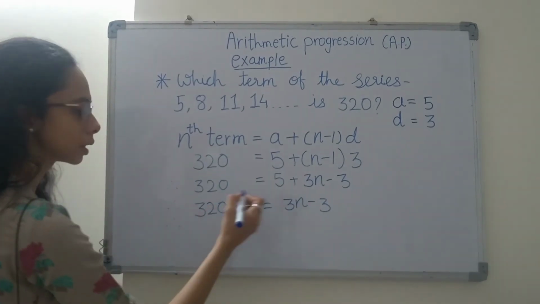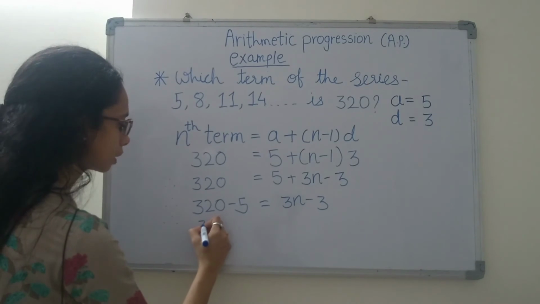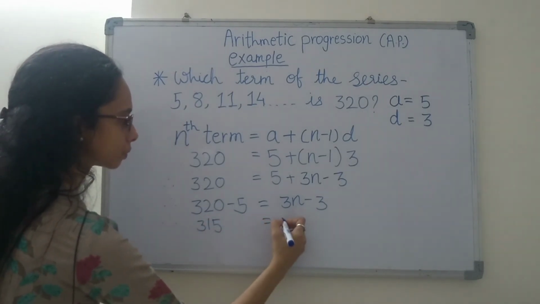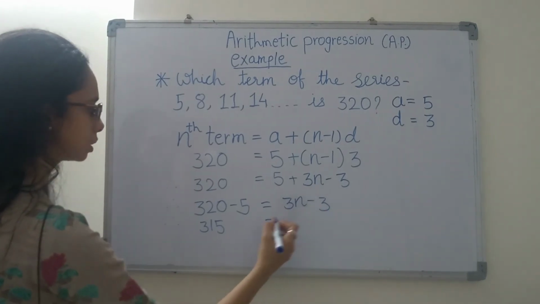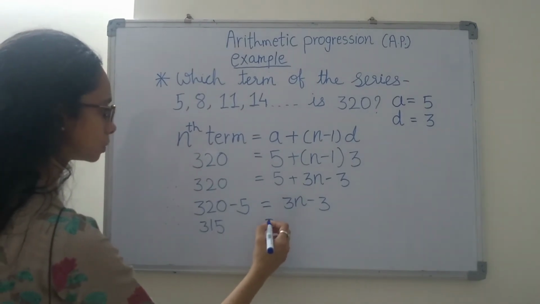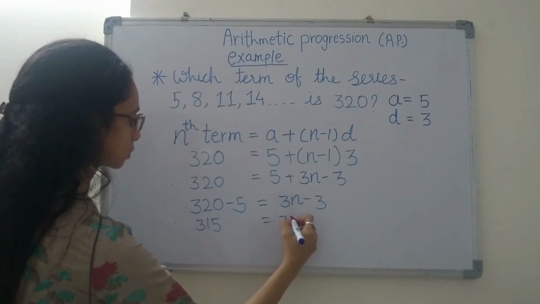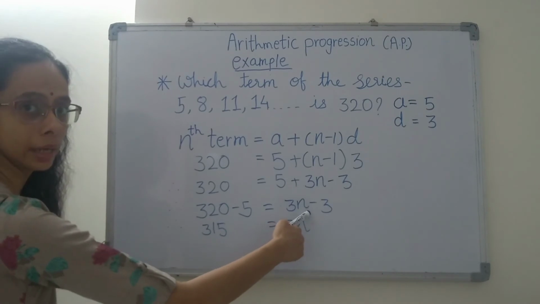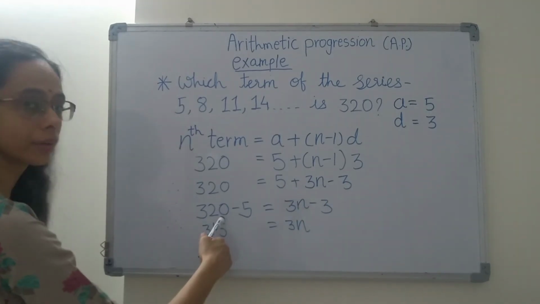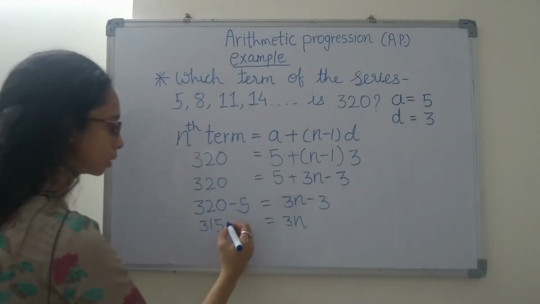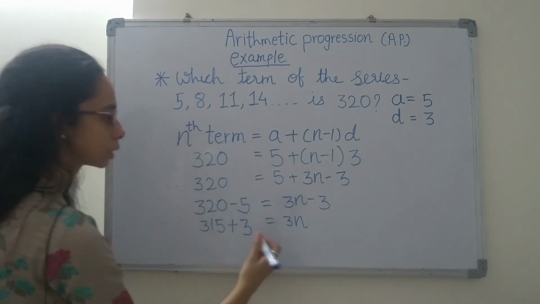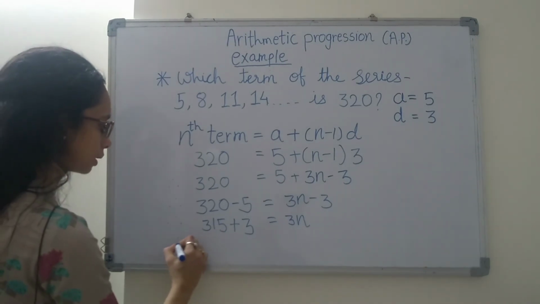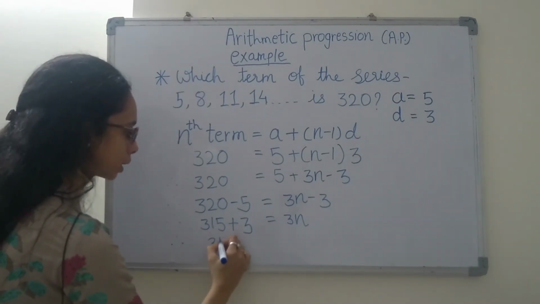Therefore 320 minus 5 is 315, which is equal to 3n minus 3. Fine. Now this 3, which has been subtracted from 3n, when it goes to the other side of the equal sign, will go into addition. So 3n is equal to 315 plus 3. And therefore 3n is equal to 318.